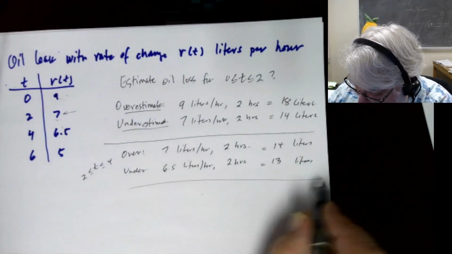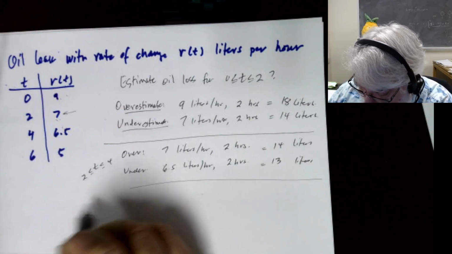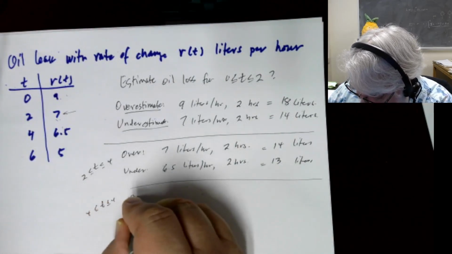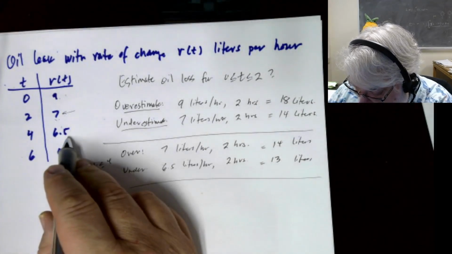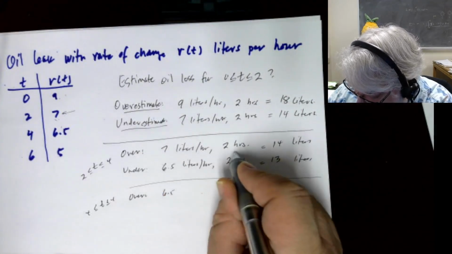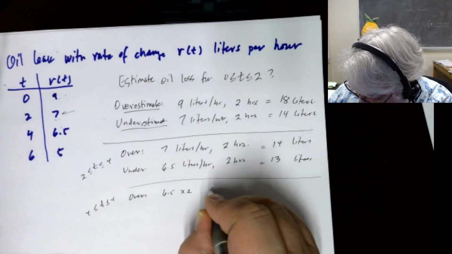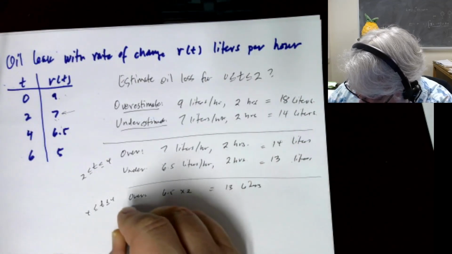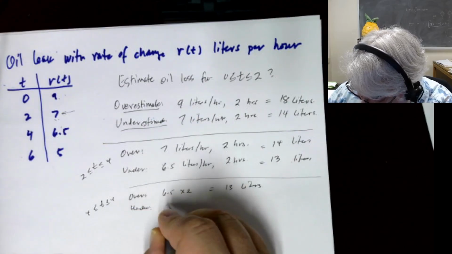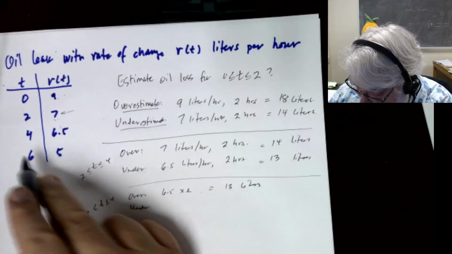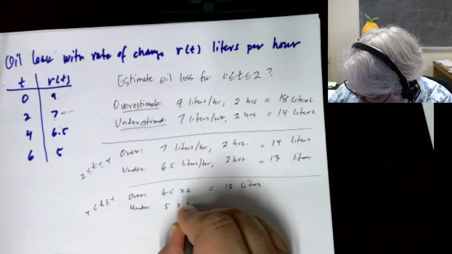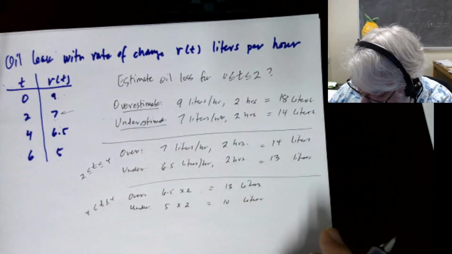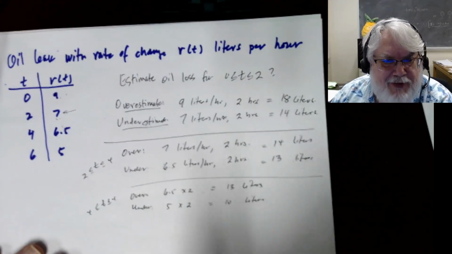Good. And then similarly, our last time interval from time 4 to time 6. For our overestimate, we'd use the biggest value of 6.5, and then we'd have our 2 hours, which would give us our 13 liters. And then our underestimate would be using the 5 over the 2 hours, which would be 10 liters. Good. Now let's put that all together.